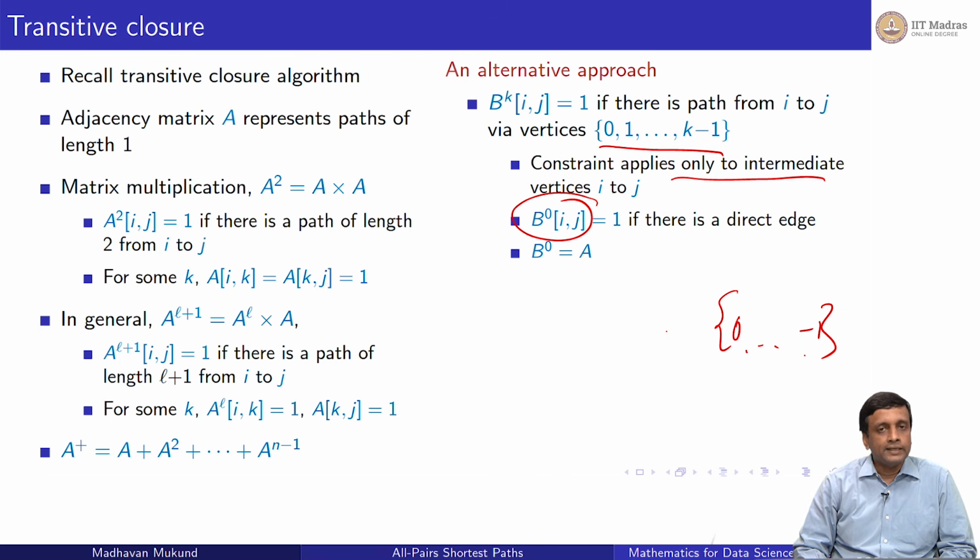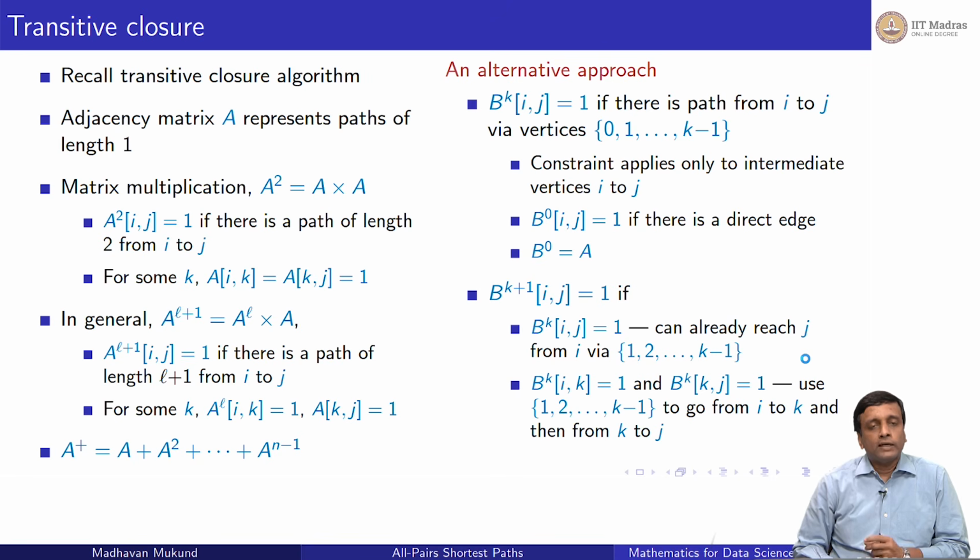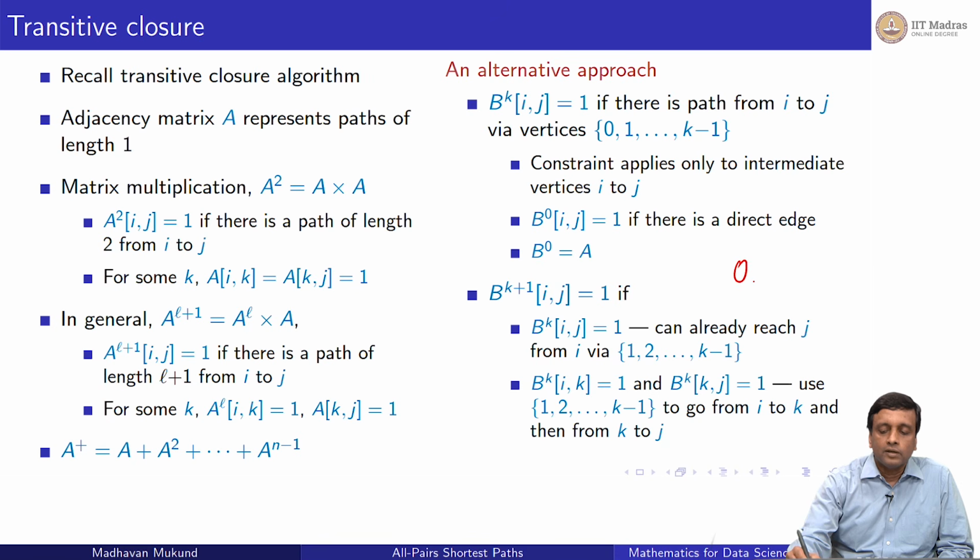Just like in the earlier case, we started off with paths of length 1 and we said paths of length 1 are precisely our adjacency matrix A. Here we are saying paths which do not pass through any intermediate vertices are exactly captured by our adjacency matrix A. So the starting point of this induction is A in both cases. So how would we proceed? Well, like before, I want to calculate what would be B k plus 1. So B k plus 1 says that I am allowed to use 0 to k.